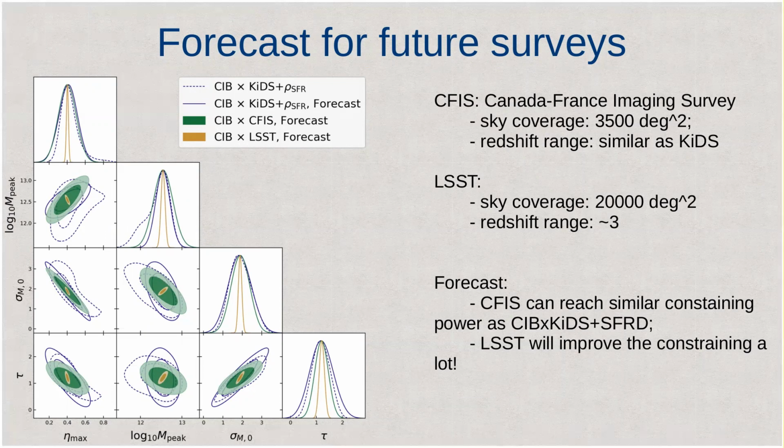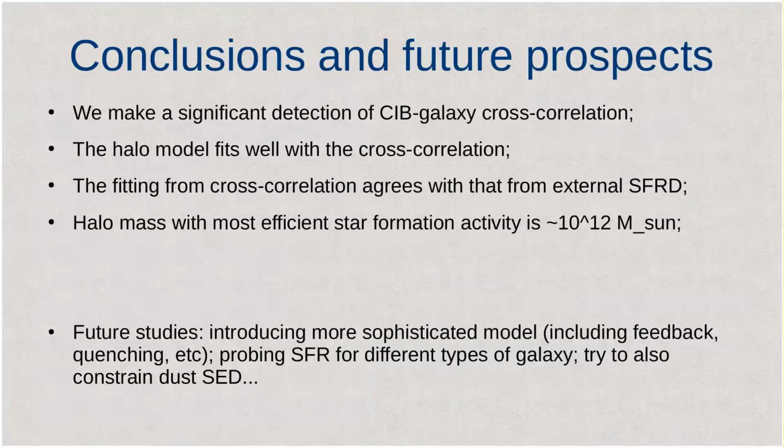star formation history. So here's a conclusion and some future prospects of our study. First of all, we make a pretty significant detection of CIB galaxy cross correlation, and the halo model fits well with the cross correlation, and we have a consistent constraint on star formation rate history with previous studies. And we also conclude that the halo mass with the most efficient star formation activity is about 10^12 solar masses. And this is a pretty promising study in that with future studies, the constraint on SFR will be better.